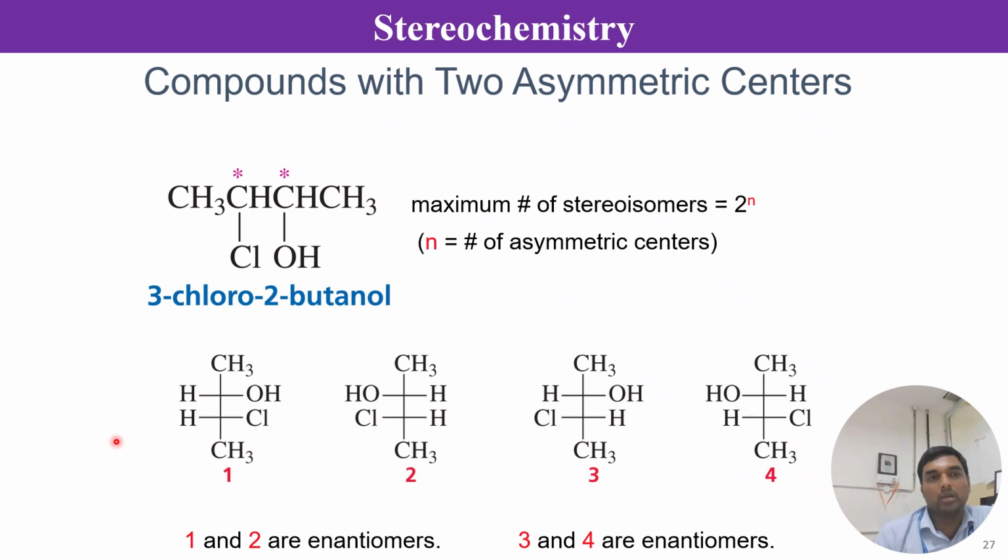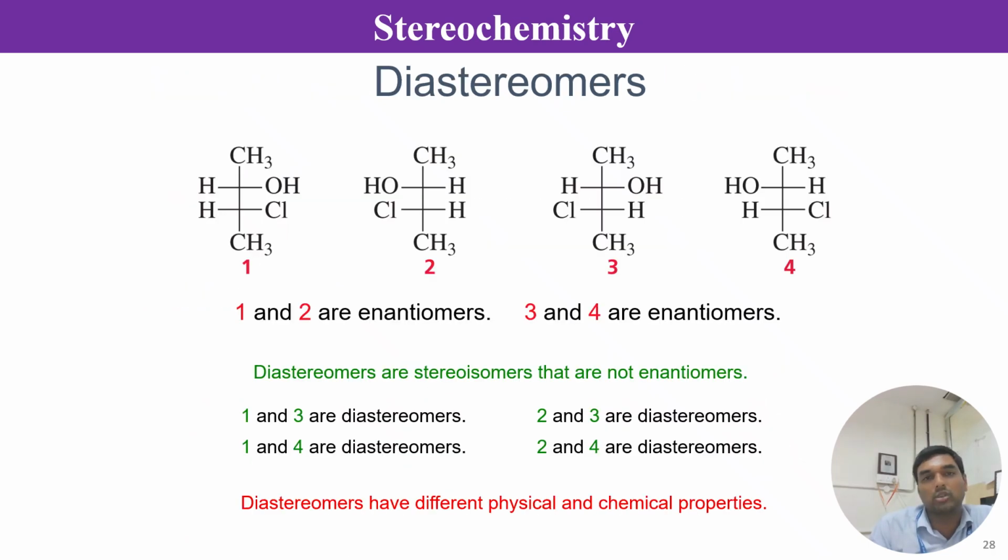Now, for compounds with two asymmetric centers, 2 to the power n stereoisomers are possible, so you can see that 4 stereoisomers are possible. When the hydrogens are on the same side, we call it erythro. When they are on opposite sides, we call it threo. Accordingly, we can have their mirror images, so we get 4 stereoisomers. Now 1 and 2 are enantiomers, 3 and 4 are enantiomers, but the other combinations, 1 and 3, 2 and 4, 2 and 3, are diastereomers.